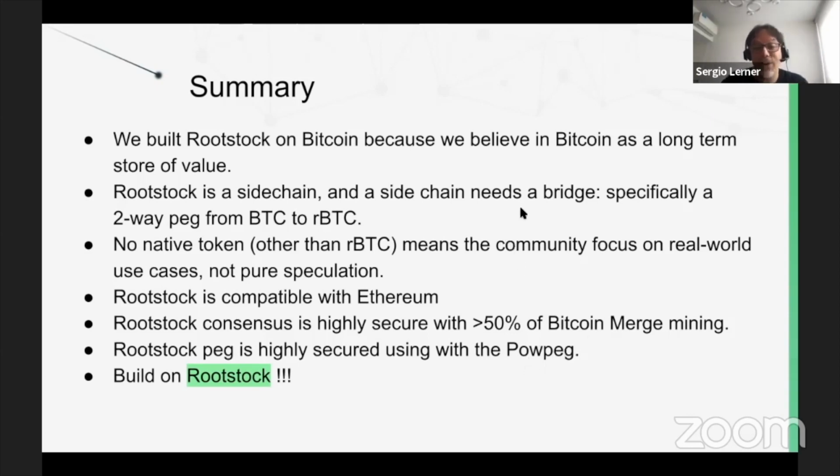I encourage you to build on Rootstock, to try it. And I think in a couple of hours, Alejandro Caballero will be doing a presentation of the different tool set, the compilers, everything you need, the links to download the node, everything to get started.